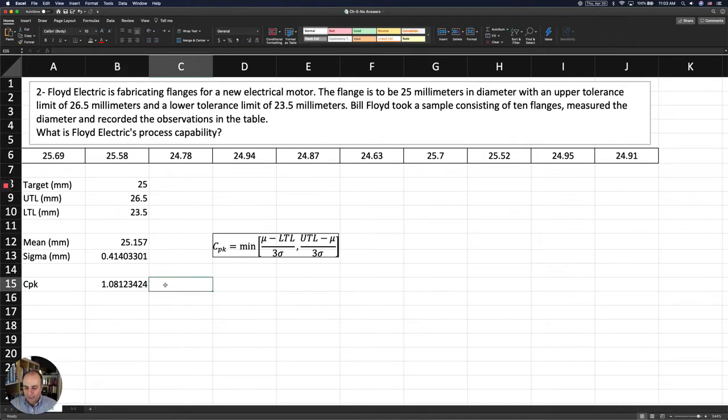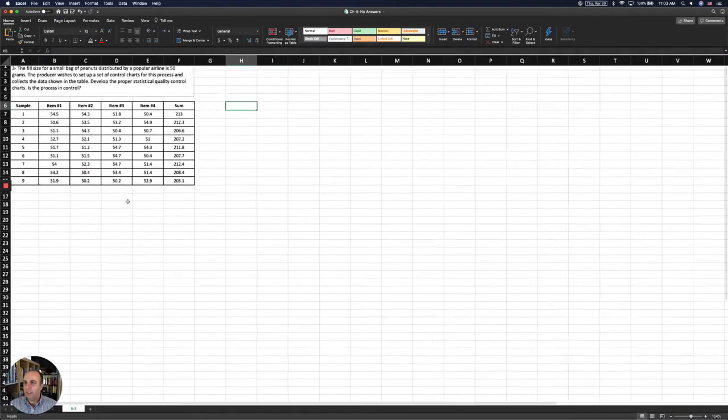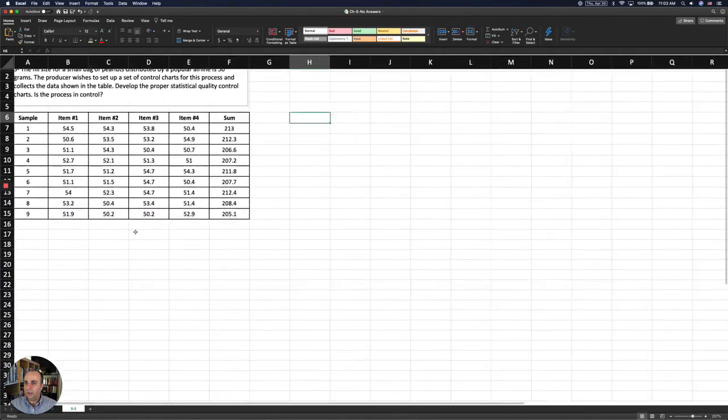And as I see, my CPK is greater than 1, therefore my process is capable. My process is capable because my CPK is above 1. So this is question number 2. Now let's move to question number 3, which is another control chart problem.